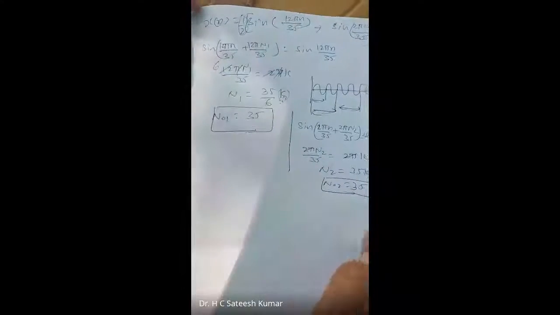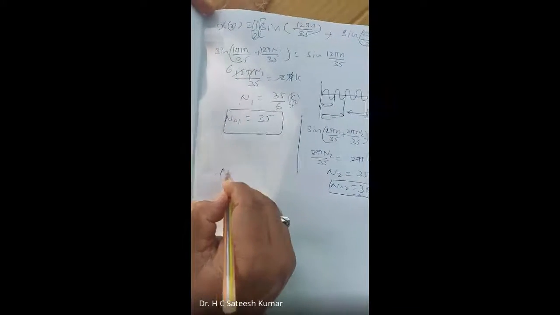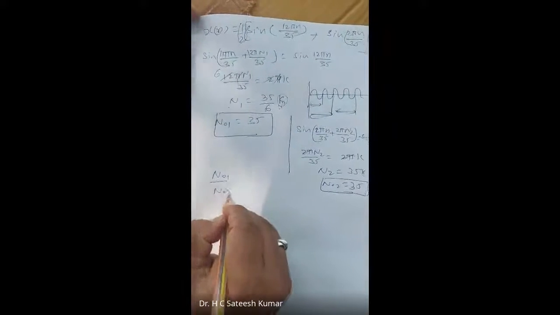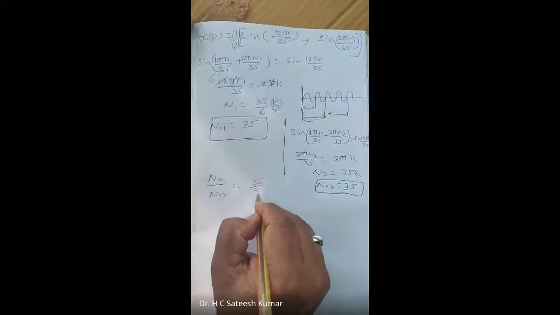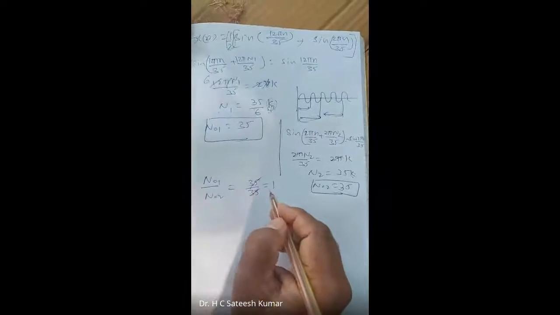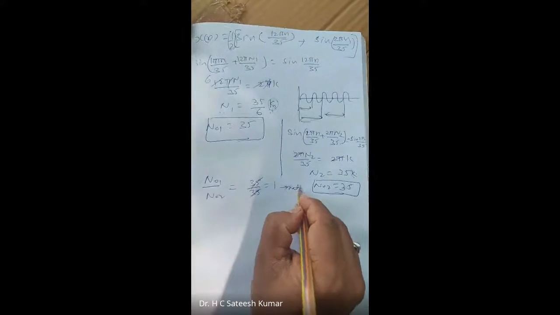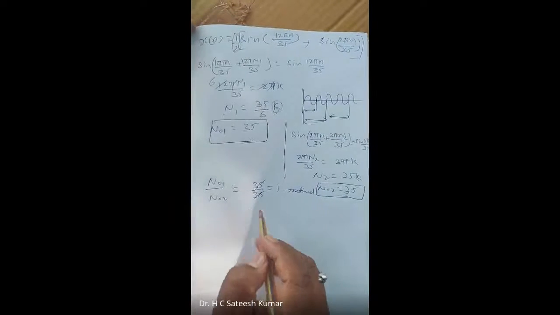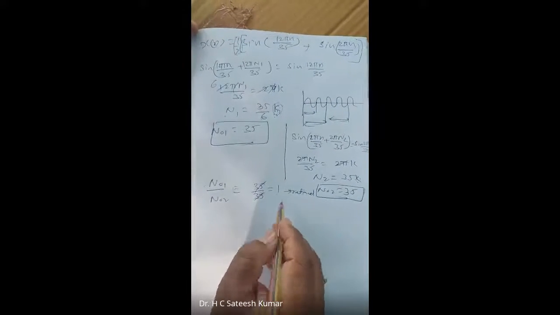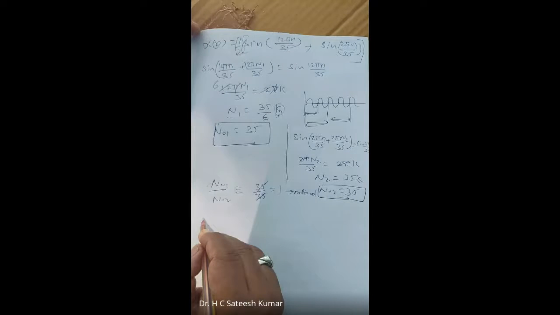So n01 is equal to 35. n02 is equal to 35. Okay. The ratio n01 divided by n02 is equal to 35 divided by 35, which is equal to 1. It is rational. The period is not 1, only the ratio is rational, and its value is 1, therefore it is rational. Now the period n naught, cross multiply it. n naught 1 is equal to n naught 2, which is 35. So it is periodic. That's how you should do it. Right?